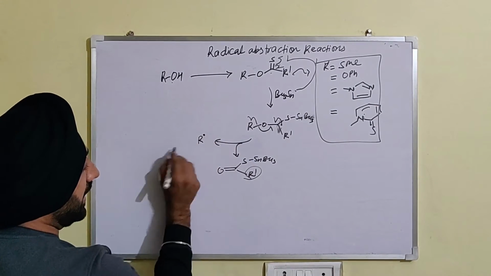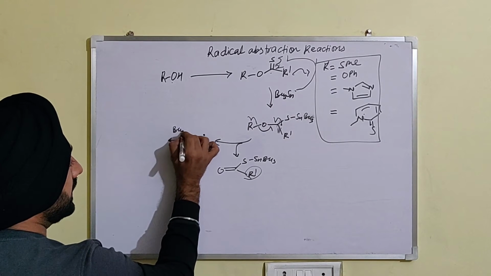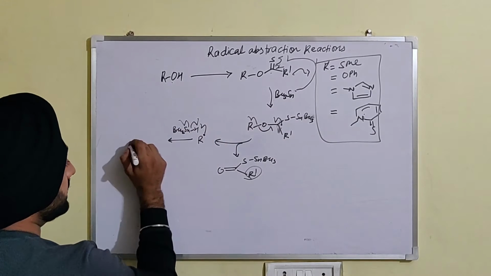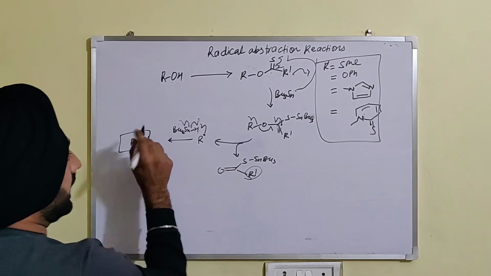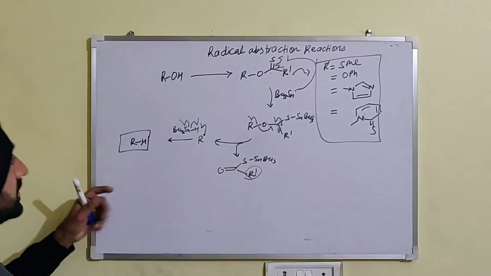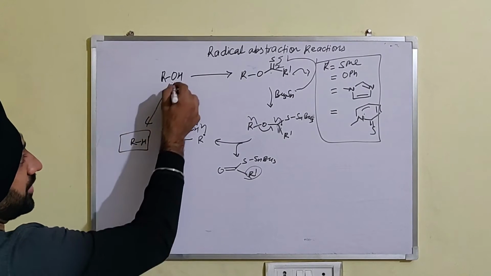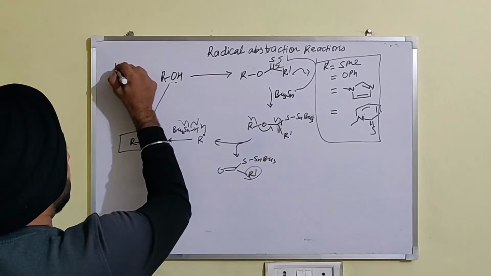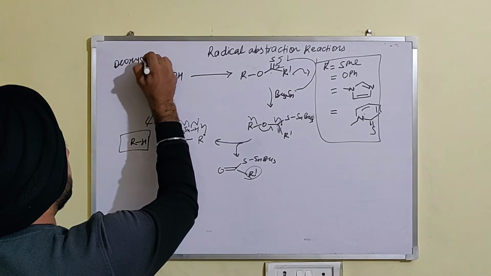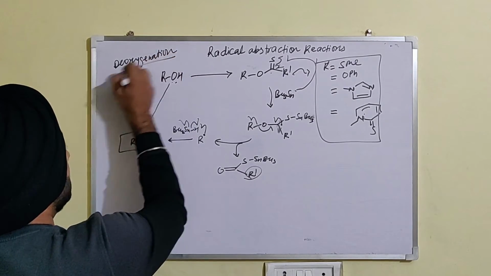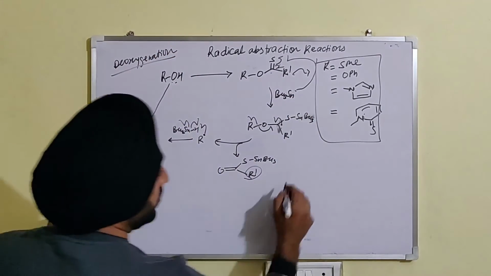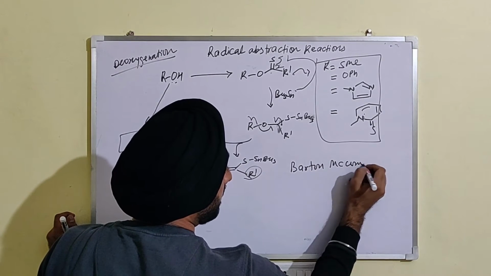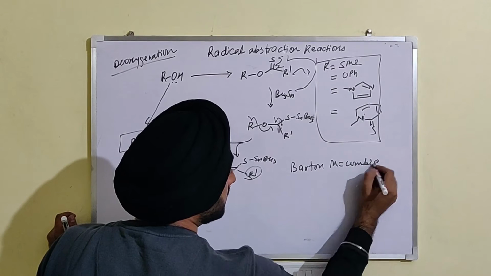Once you have this R dash group, this is then quenched with the tributyl tin hydride. So this is what happens. Okay, and so what you end up getting is the R-H. So in the entire process, you have simply converted these alcohols to the simple alkane. So what you have carried out is the deoxygenation. And this entire sequence is known as the Barton McCombie deoxygenation.